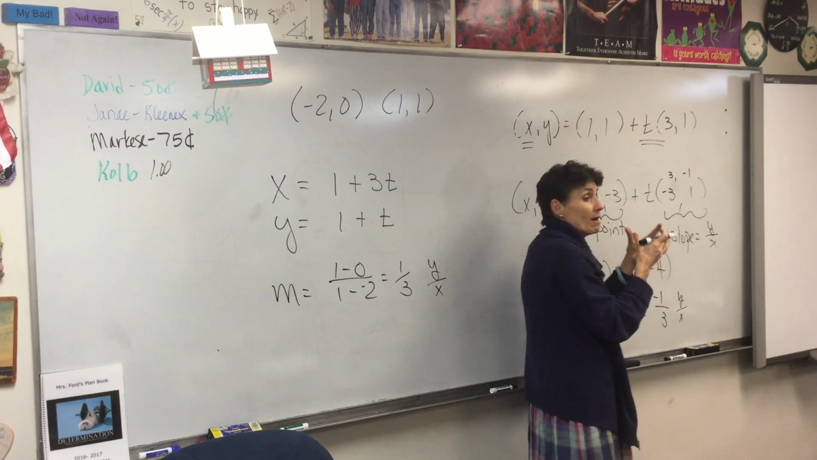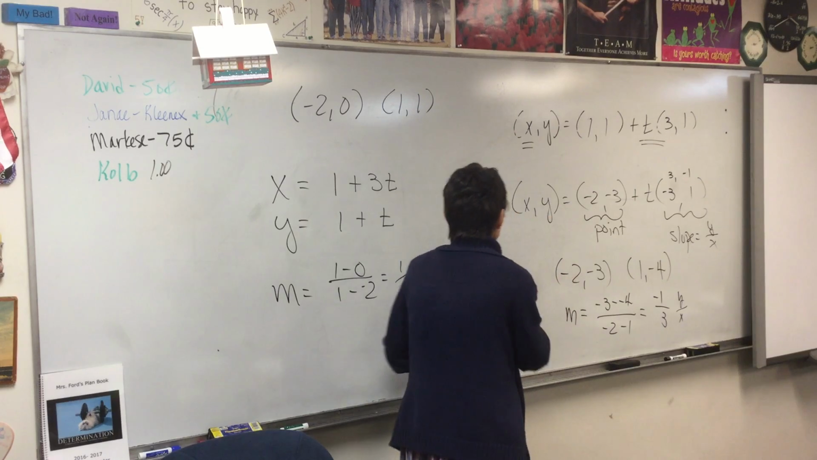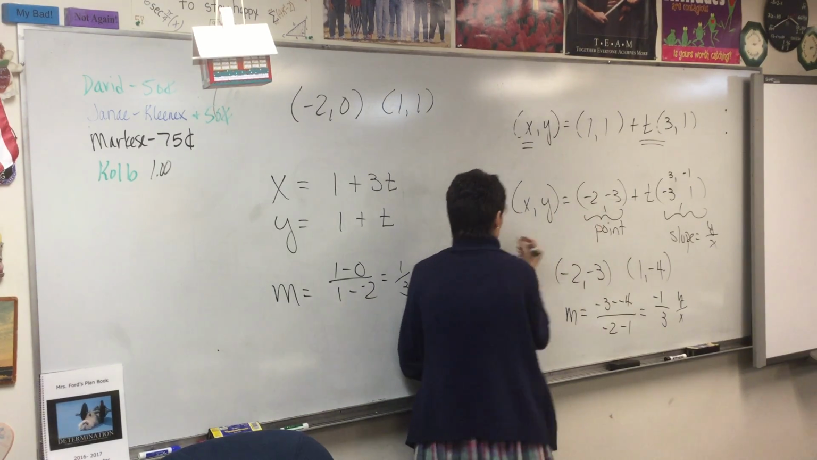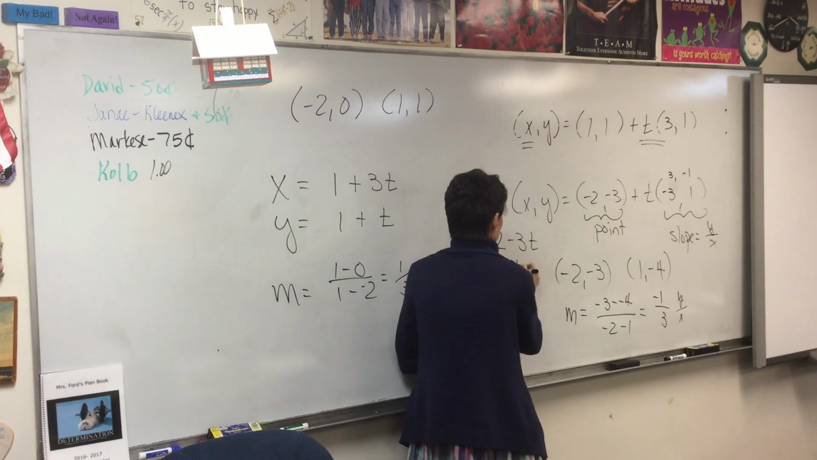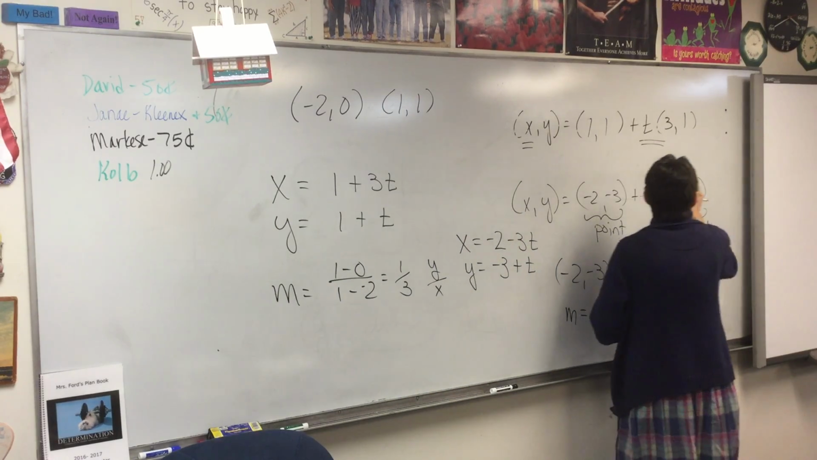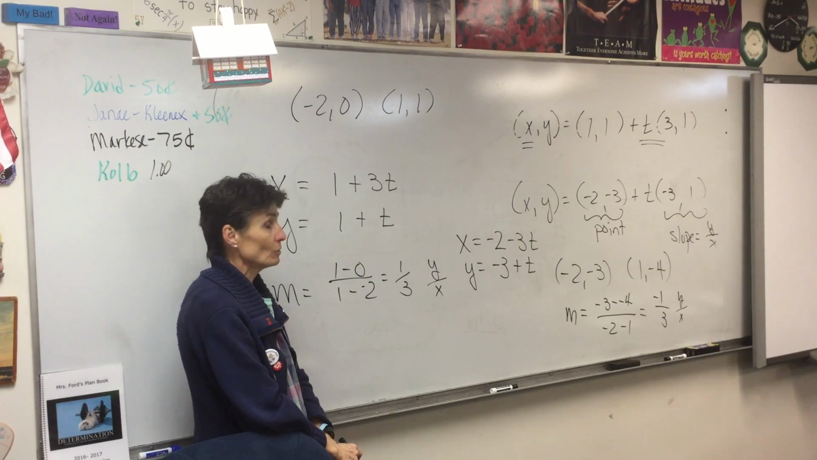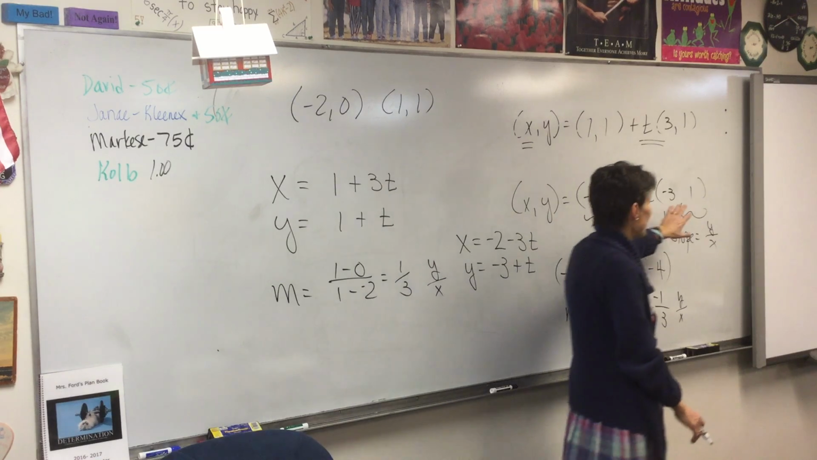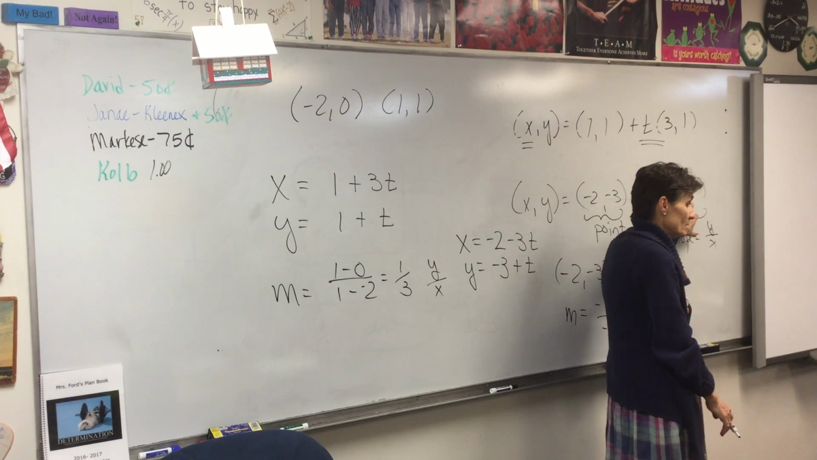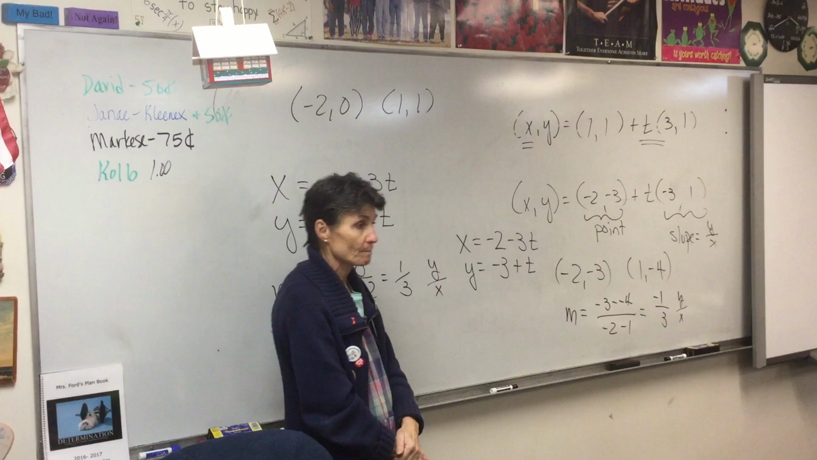There are lots of different answers you could come up with for this problem. Using my setup, x equals negative 2 minus 3t, and y equals negative 3 plus t. Your answer might look different than mine. This has to be one of your 2 points, and this has to be the slope. But that can look different depending on which point you used and which way you subtracted.